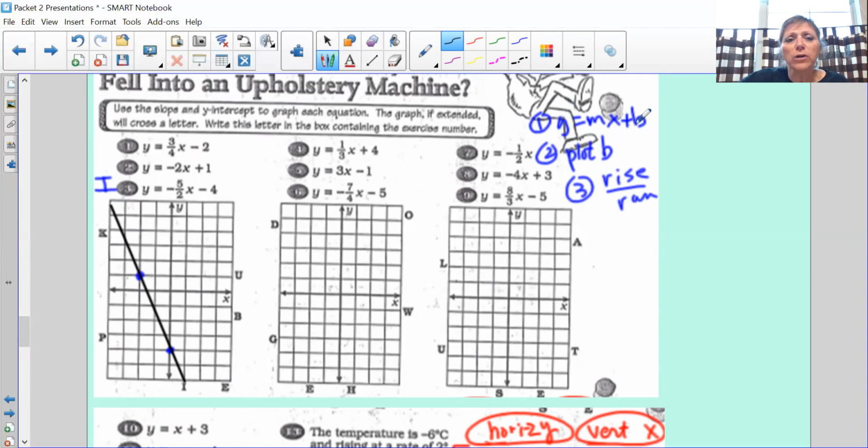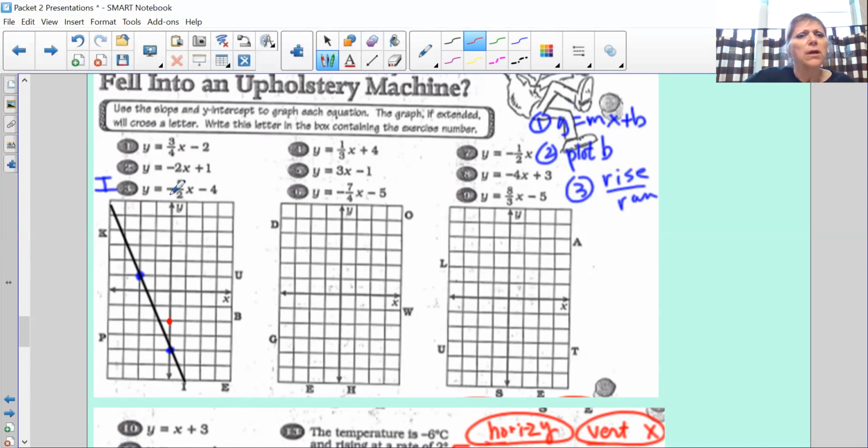You plot b first. So in this equation, b is -2. So I'm going to find the origin and then go down to, let me do this in red. Okay, 1, 2, and you make a dot. Again, that is plotting b. Then we use the rise and run to get a second point. The rise here is 3/4.